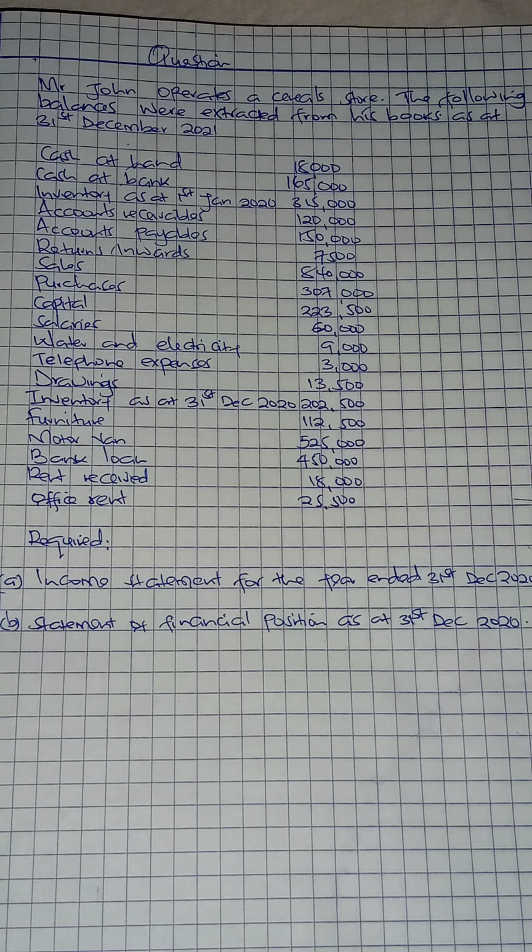You are required to prepare A, an income statement for the year ended 31st December 2020, and B, a statement of financial position as at 31st December 2020. Right? So, let's start with an income statement.